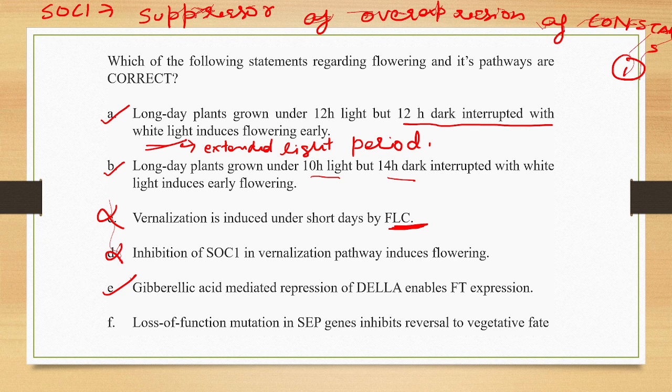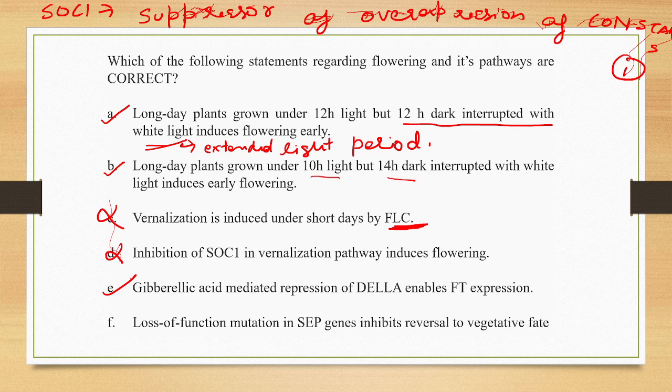Then, loss of function mutation in the SEP gene inhibits reversal to vegetative fate. So is it correct or not? SEP means the Sepallata gene. Now these SEP genes are very important for flower development. So if there is a loss of function mutation in the SEP genes, then the proper formation of the flower would not take place. Okay. And this is about the SEP gene.